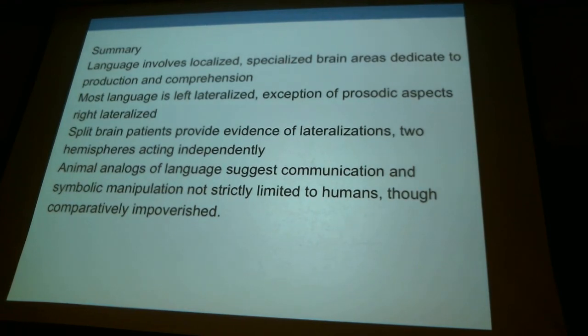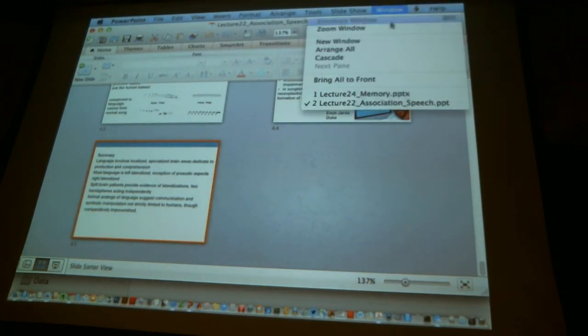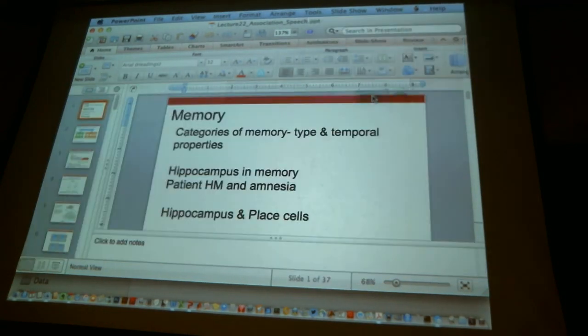All right, so let's continue on to our next topic. Yes, I know we have class now. All right, so we're going to move on to memory.